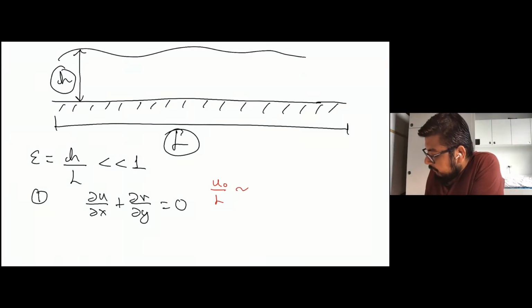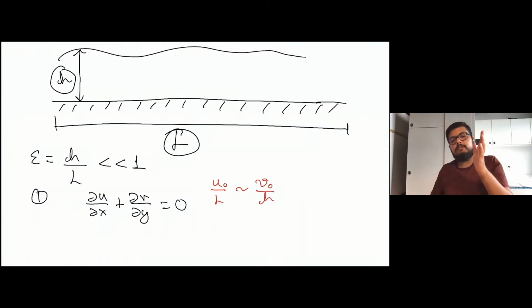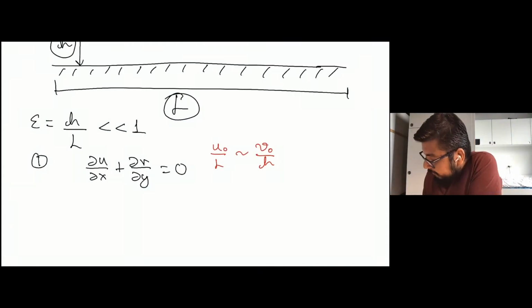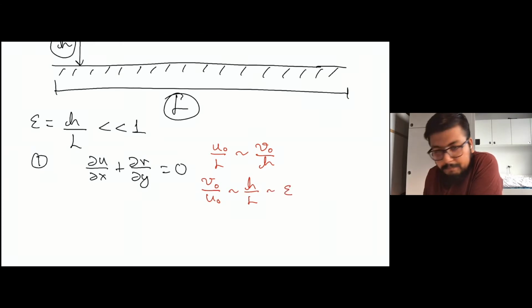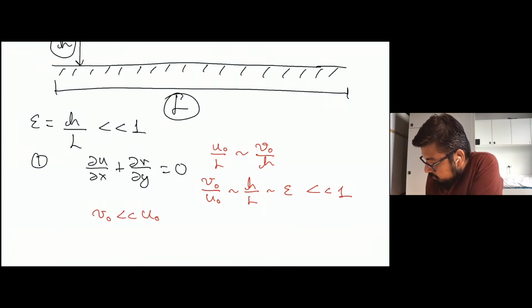So U naught over L will have the same order of magnitude as v naught over h, where v naught is the vertical velocity scale. And the moment I write that, we can write v naught over u naught would be of the same order as h over L. And h over L we know is the parameter epsilon that we have defined. And as we have seen that this parameter epsilon is much smaller than 1, which implies that v naught will be much smaller than u naught.